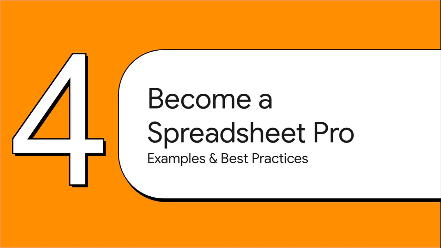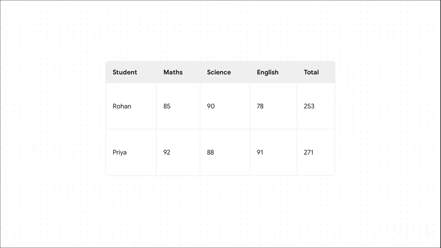Okay, so we've covered the what and the how. Now let's put it all together and really become a spreadsheet pro. We'll look at applying these new skills with some practical examples and best practices. So let's take a really common scenario, something like student marks. Imagine you have maths marks in one sheet, science marks in another, and English in a third. Well, by creating a new summary sheet, you can use a simple formula to add everything up and get a total for each student, just like you can see here for Rohan and Priya.